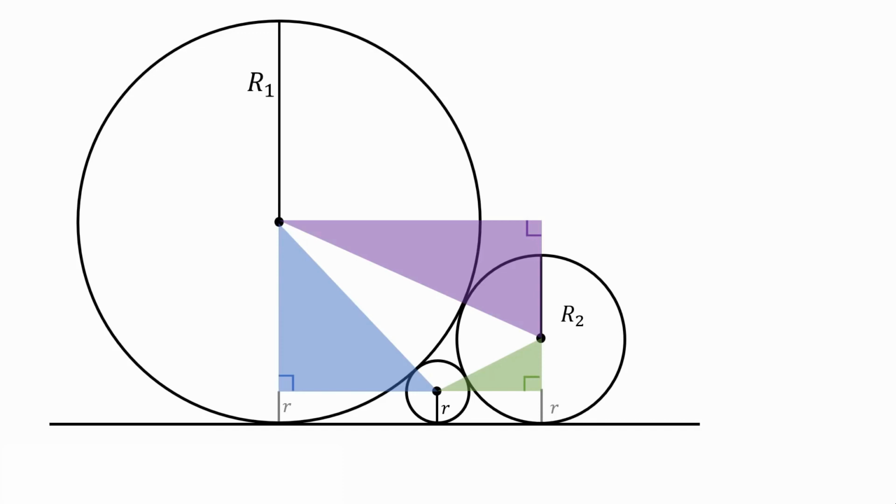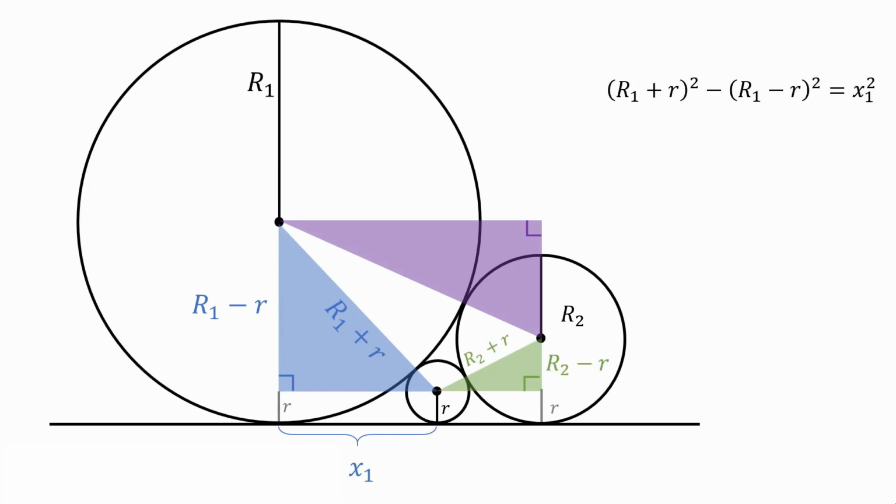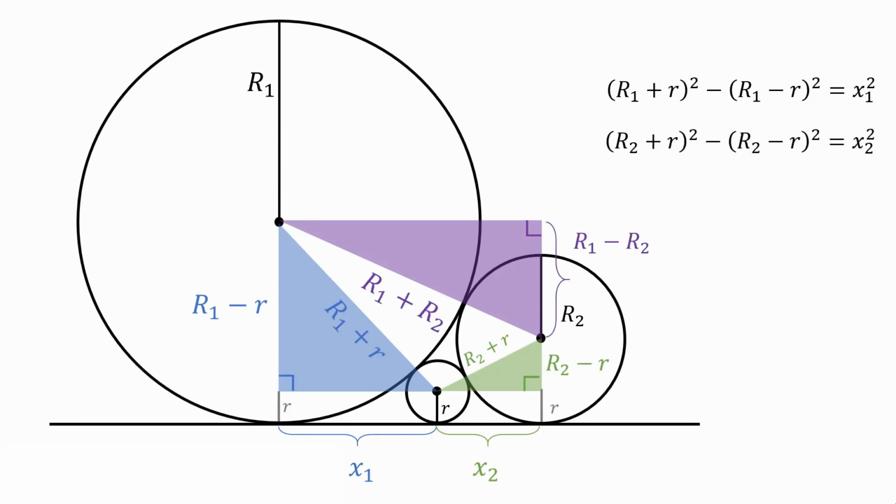The hypotenuse of each triangle will be the sum of the two radii. One leg will be the difference between the radii and we can solve for the other leg using the Pythagorean theorem. In this case, we'll just label it as x1 and we could set up the following equation using the Pythagorean theorem. We'll do the same thing for the green triangle. We have x2 to express using the Pythagorean theorem, and now in this third triangle which is in purple we can solve for this leg as the sum of x1 plus x2, and we can also use the Pythagorean theorem.